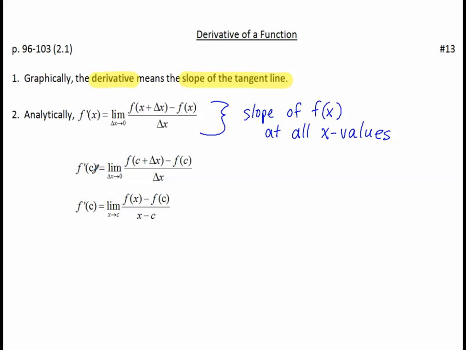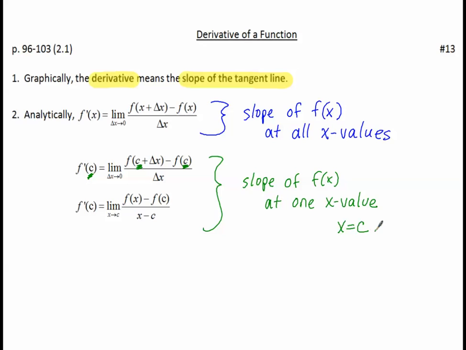This particular one, notice that we're plugging in an x value c. This particular one, which comes in two forms, is the slope of f of x at one x value. In this particular case, that x value is c, how I wrote it here. This with f prime of c, notice it's a little bit of a different form. This one is what I will be referring to as the alternate form of the limit definition of the derivative.